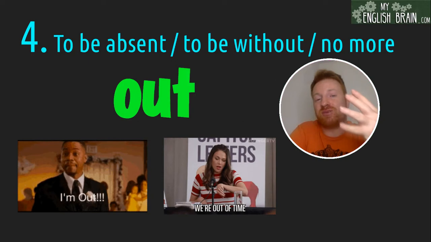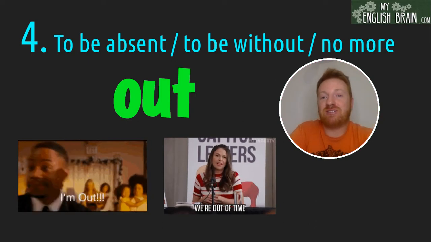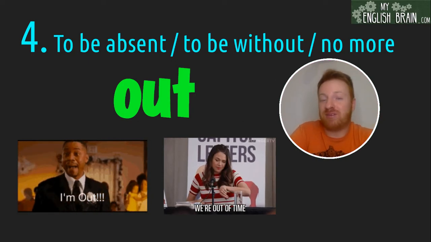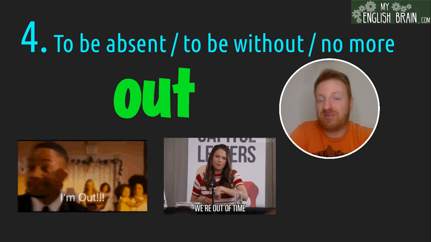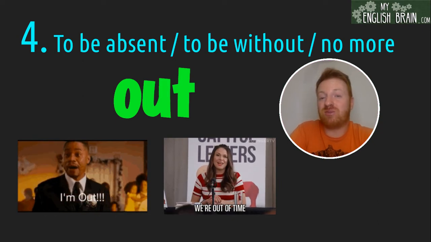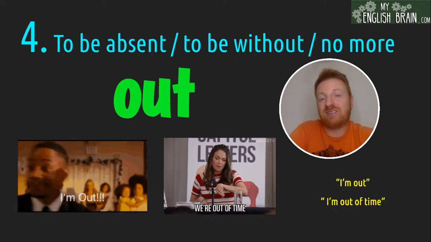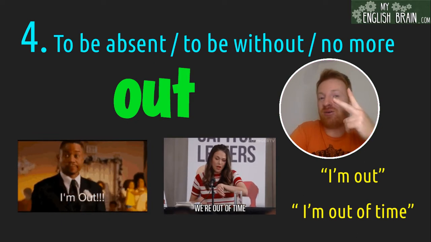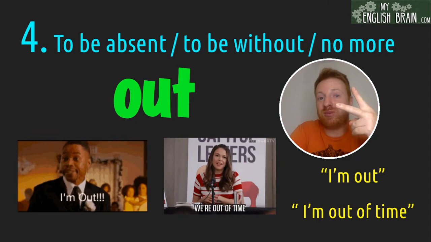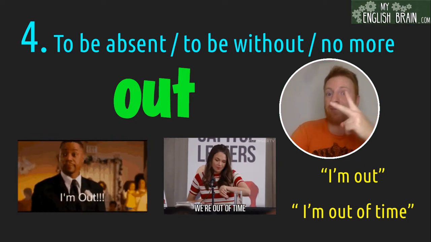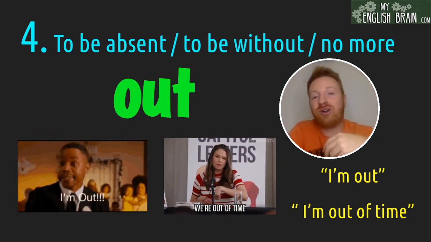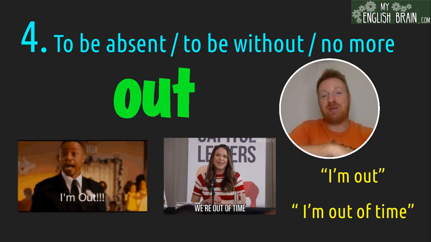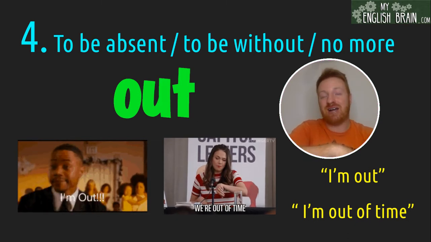The fourth reason that we use out is to talk about when something is absent, or when we are without something, or when there's no more of something. We can see this in some of these phrases. For example, I'm out means I'm leaving. Goodbye. I am not staying here. I'm out.